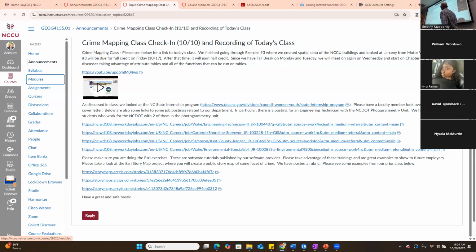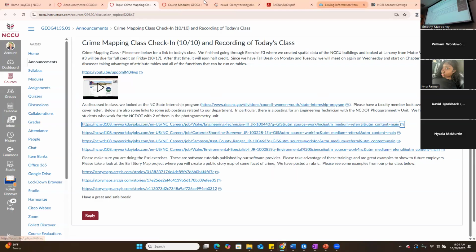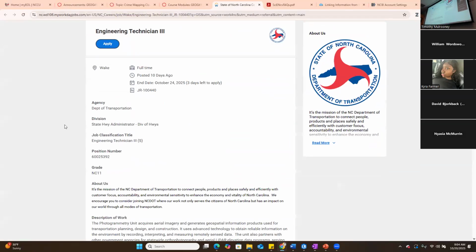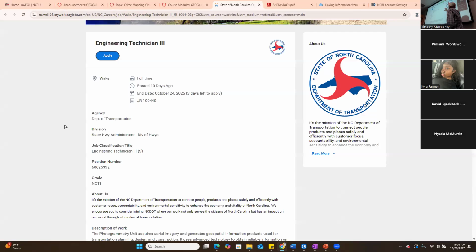This one's neat right here. This is from the North Carolina internship program I highlighted. It's coming up. We'll probably talk more about that later. But we've got jobs for the engineering technician 3. We've had a number of students take on these jobs. These are in the photogrammetry unit.